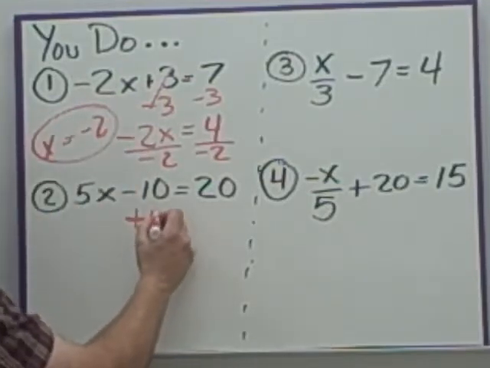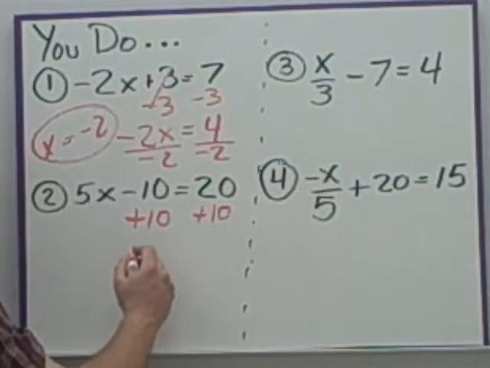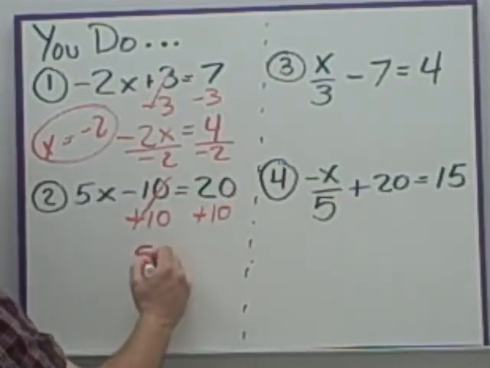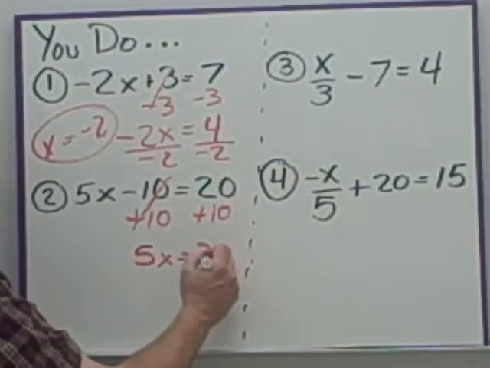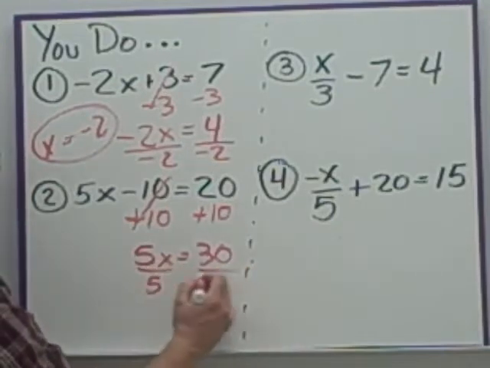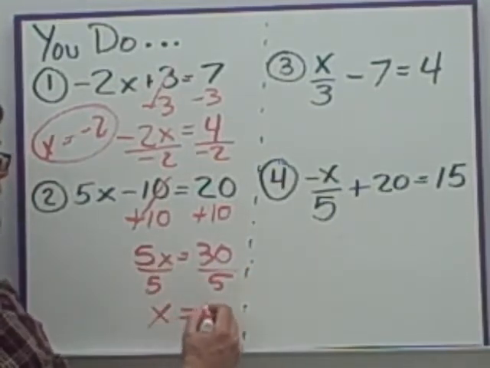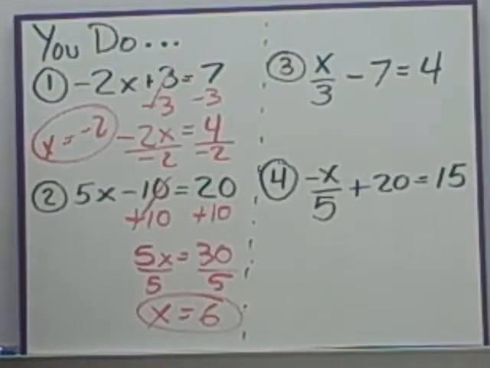Over here, add 10 first. These cancel. I get 5x is equal to 30. Divide both sides by 5. I get x is equal to 6.